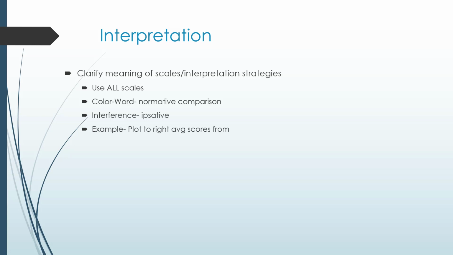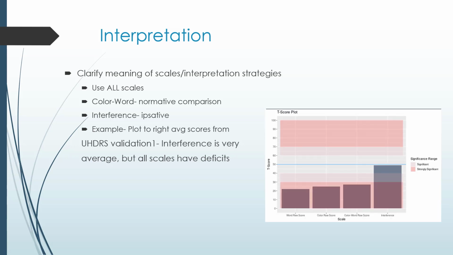They are all important comparisons but have some different meaning. So as an example to illustrate, this plot is from the Unified Huntington's Disease Rating Scale initial validation, where they used the Stroop and generated some normative data. So I just plotted the normative data, converting all those to t-scores using the Stroop application. And we can see if we just focused on the interference score, that the average score for people with Huntington's disease in this study was pretty much exactly average, really close to 50.